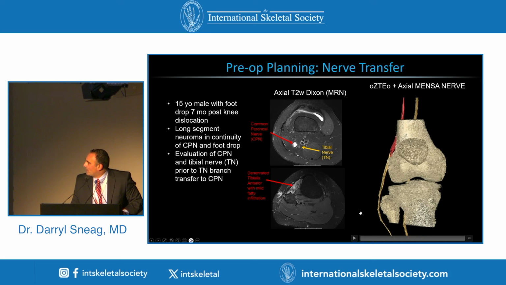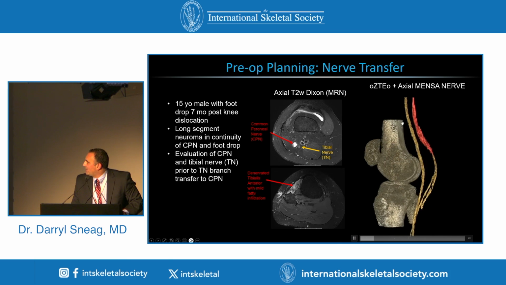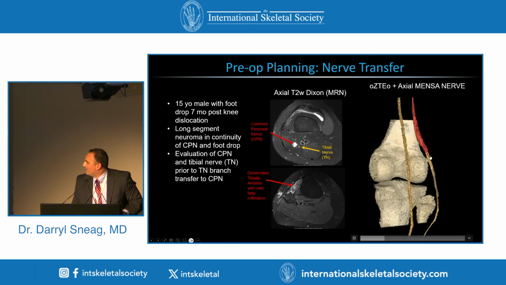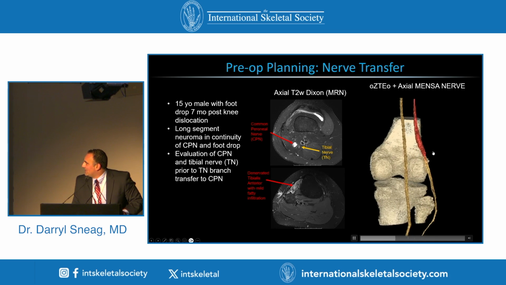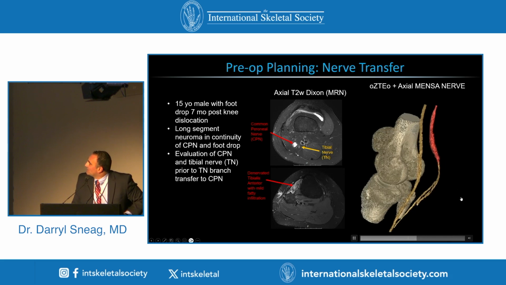Here, we were able to, again, fuse, in this case, the Dixon with the ZTE to try to help the surgeon understand the length, or the segment length, that was involved. These are occasionally grafted, but in this case, the length was too much, so they decided to go on with a transfer procedure.